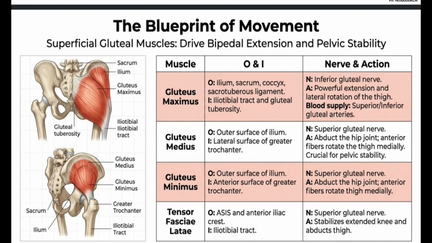Second and third, the gluteus medius and minimus arise from the outer iliac wing and insert onto the greater trochanter, under the control of the superior gluteal nerve. They act as critical hip abductors and pelvic stabilizers, keeping the pelvis level during single leg stance phases. Lastly, the tensor fasciae latae assists in stabilizing an extended knee and bracing the lateral thigh.